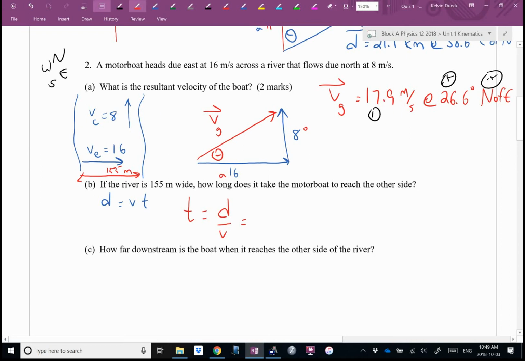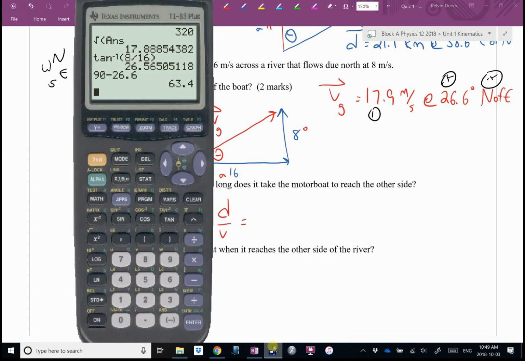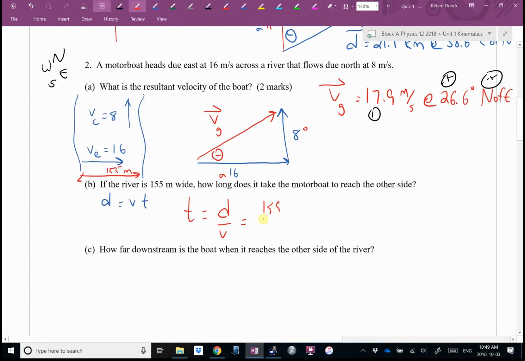By the way, you'll notice this is a tiny bit different from what we did in our river question in our notes. I think there I gave you the resultant and we figured out the engine velocity. Here we've done the other one, right? It's going to be 155 divided by 16.